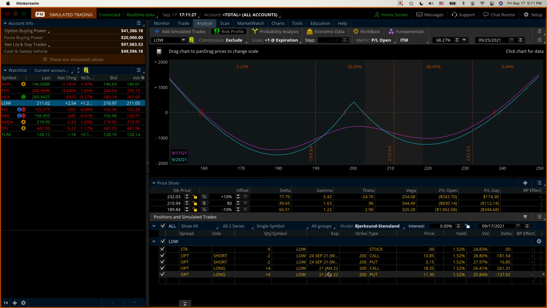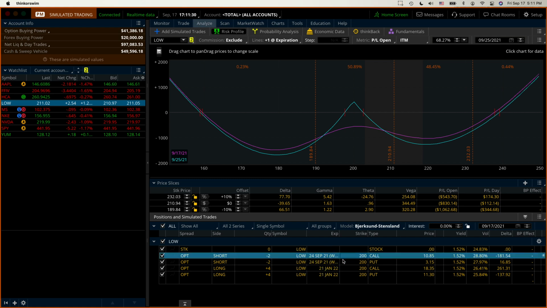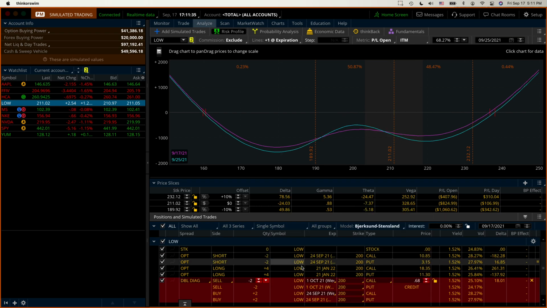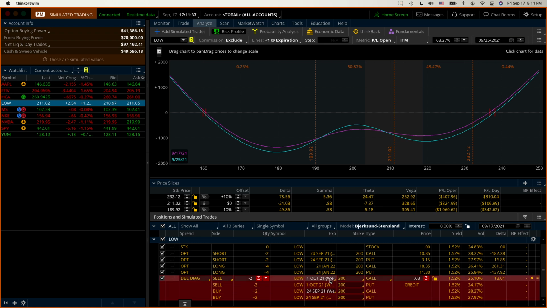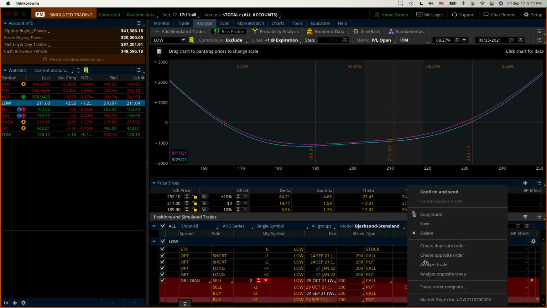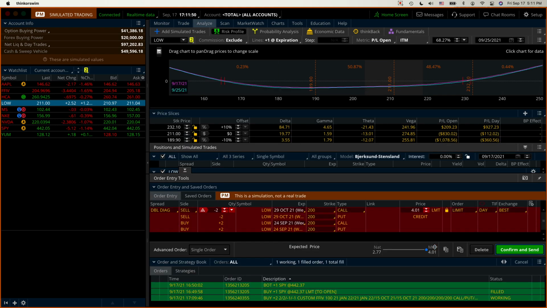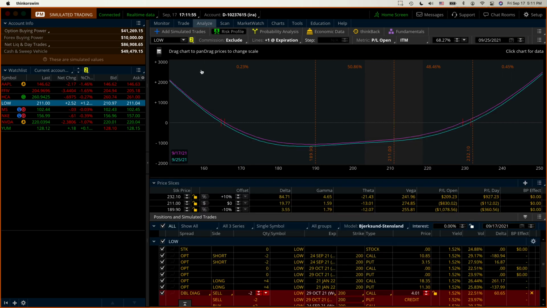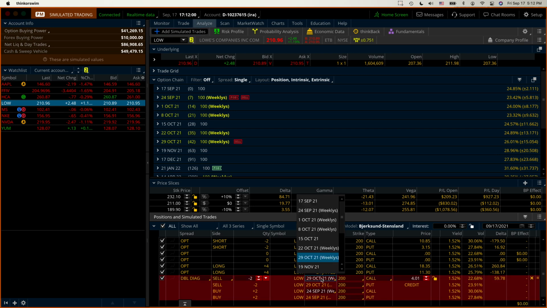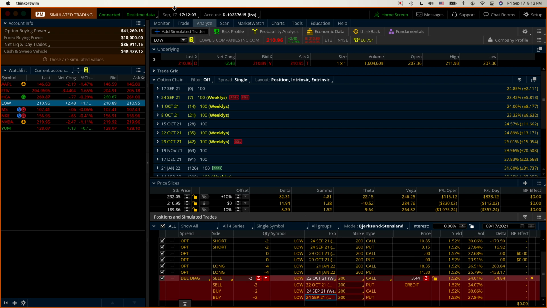And this is September expiration, so we want to move this over. Analyze rolling. And we go to the expiration October 15th, for example, and that will give us what we want. A few dollars back. Confirm and send. The reason I'm doing the rollover is because October 22 should have been what we wanted, so let's cancel that.